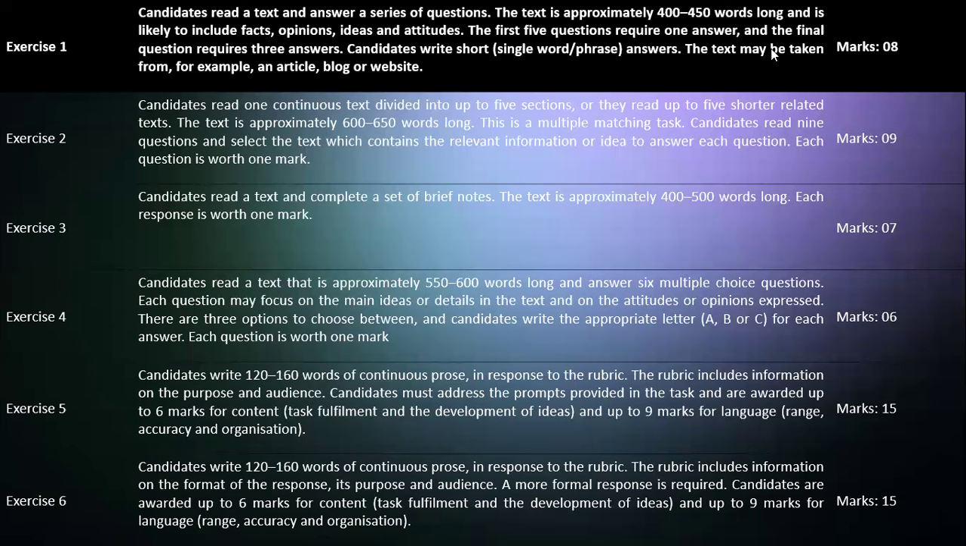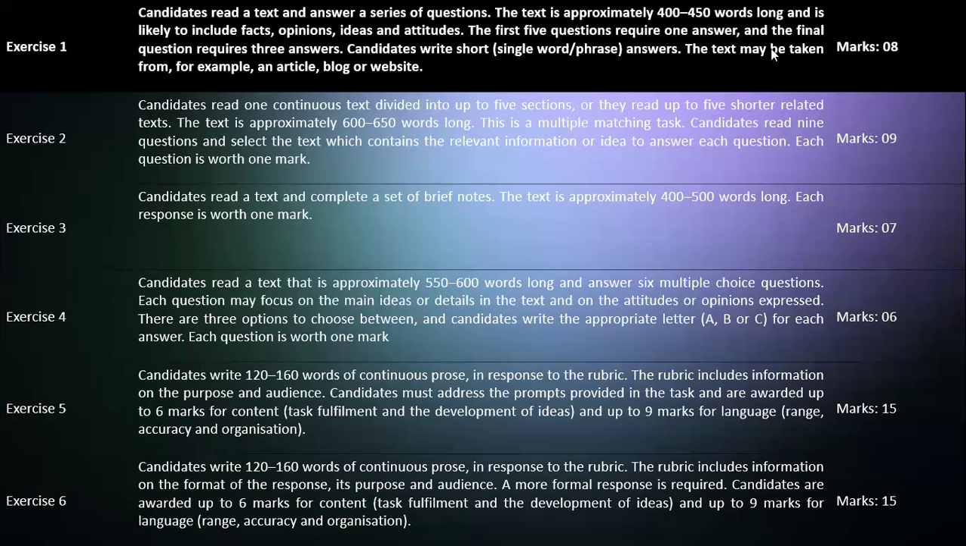Then we will have exercise number 3, where you are supposed to read a text and complete a set of brief notes. In simple words, you can say that it's a note making exercise. The text which will be provided to you for this exercise might be 400 to 500 words. There would be certain criteria for making the notes, like 2 or 3 categories. Each category is worth 1 mark, right? So in this way, the total mark for your exercise number 3 is going to be 7.